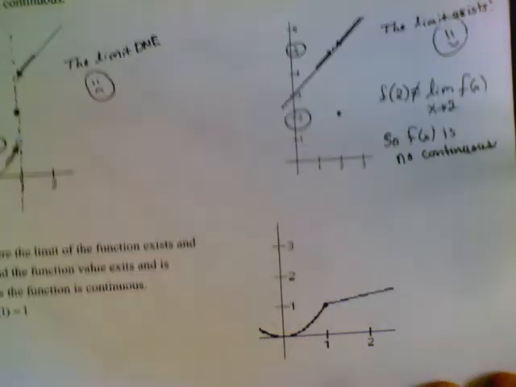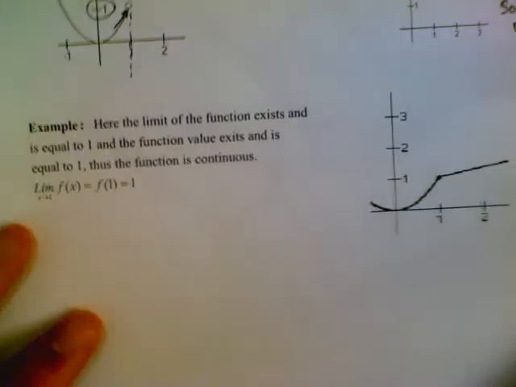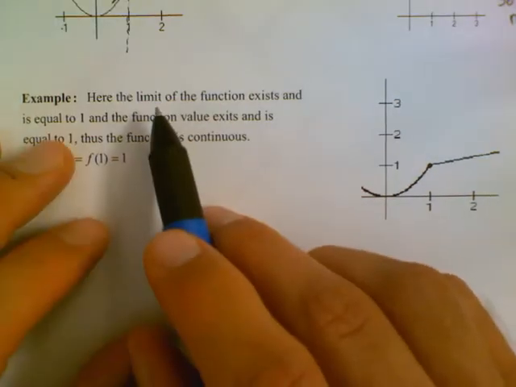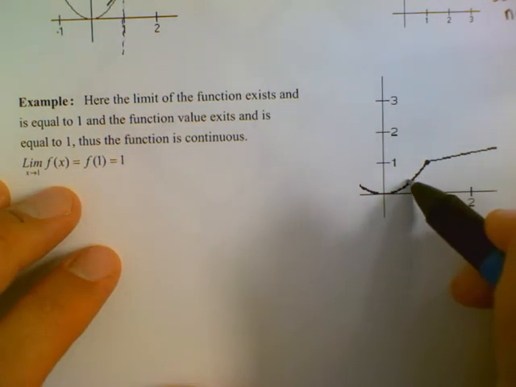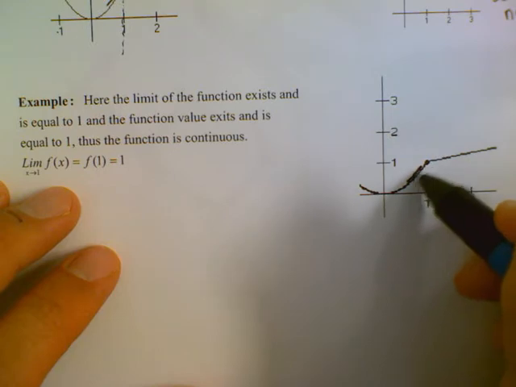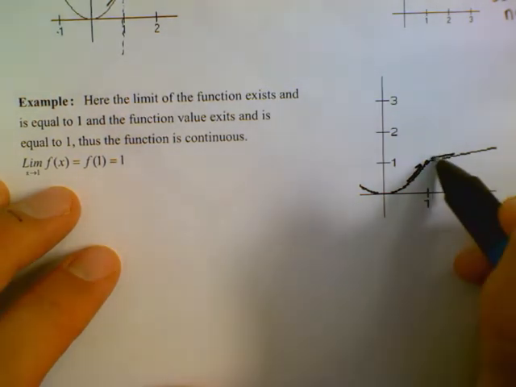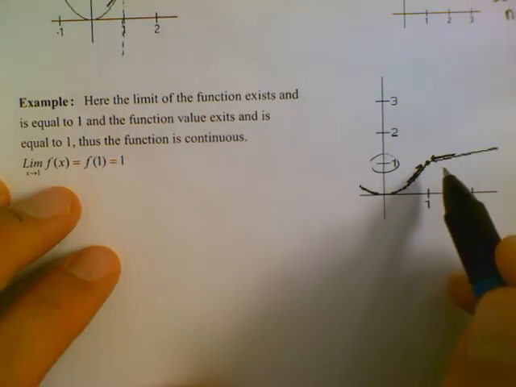Let's take a look at a third example. Maybe we'll get lucky and find something that is continuous today, right? So here we go. Here the limit of the function exists. Let's double check that. From the left-hand side of 1, I'm getting 1, and from the right-hand side of 1, I'm getting 1. So that's good. The limit exists.